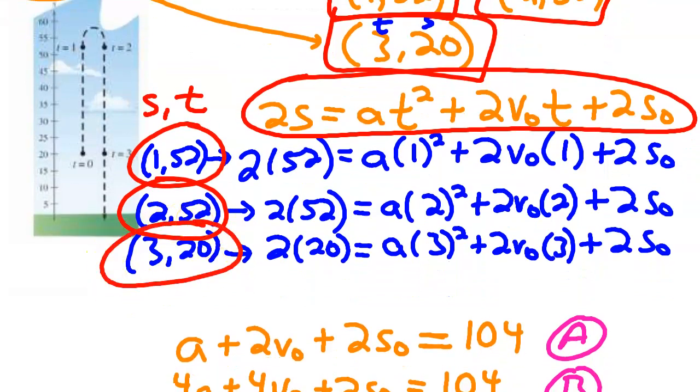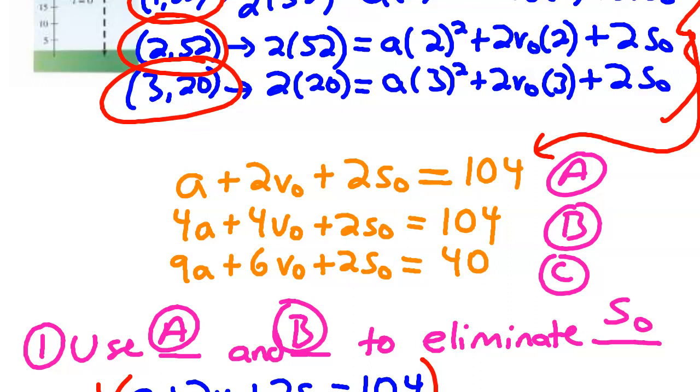We get 3 separate equations with a, v sub 0, and s sub 0. So what I did with these 3 equations is I cleaned them up a little bit, and this is what you end up getting, right? So simplify, 2 squared is equal to 4. That's how I get 4a right here, right? 2 times 2 gives me 4.